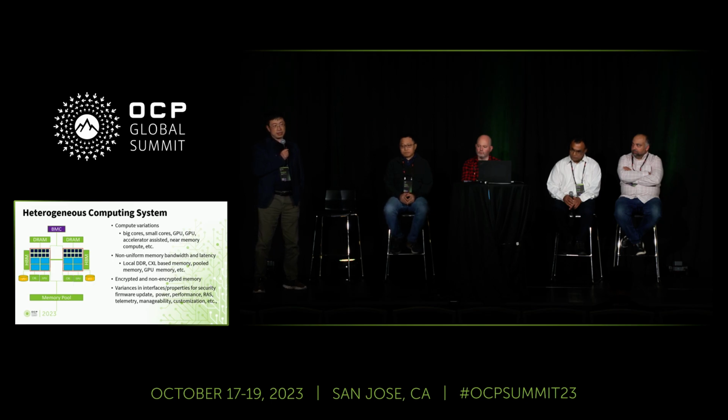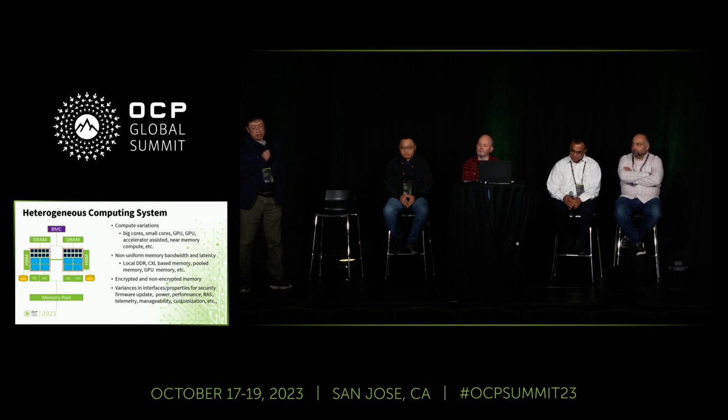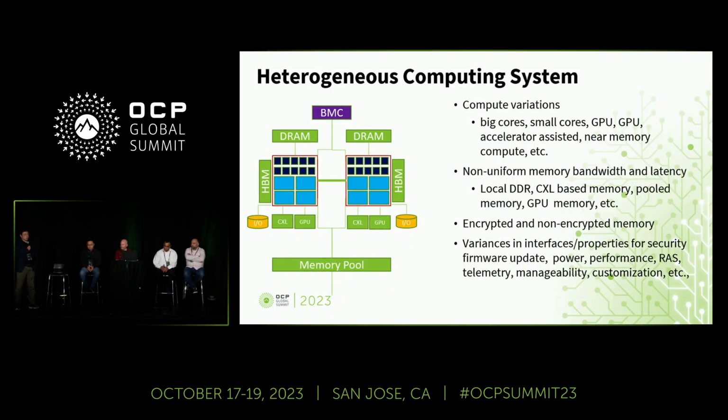And so with that, you would have the non-uniform memory issues, the bandwidth or latency. We introduced the technology CXL to support a lot of the memory pooling, memory support in addition to the DDR, and then GPU certainly has its own local memory as well. And we also touched into the security side of encryption and so on. So there are a lot of variances in interface properties for security, firmware update, power, performance, RAS, telemetry. I think there have been a lot of sessions at this OCP talking about all these things, manageability, what have you.